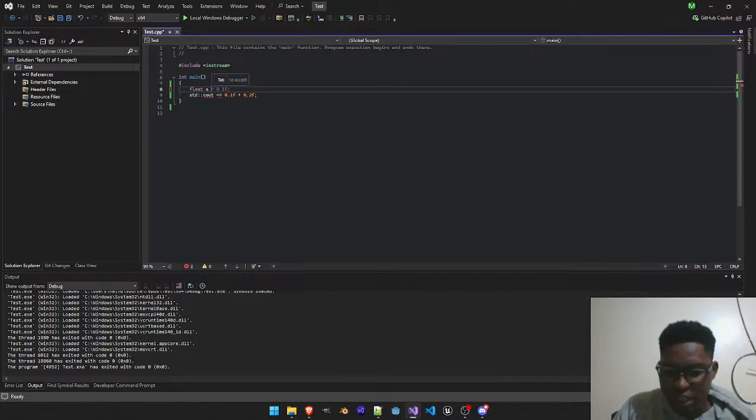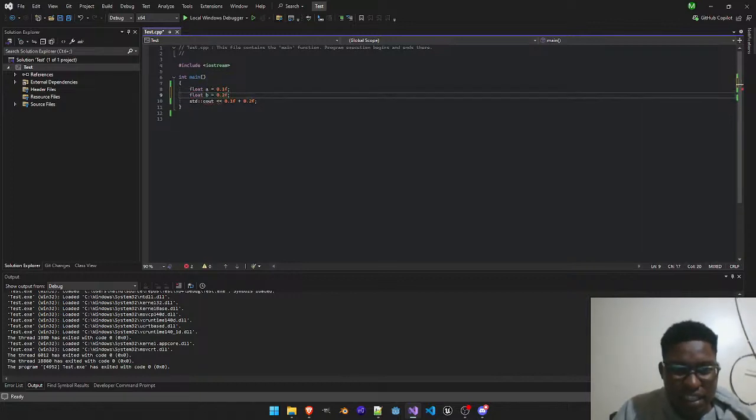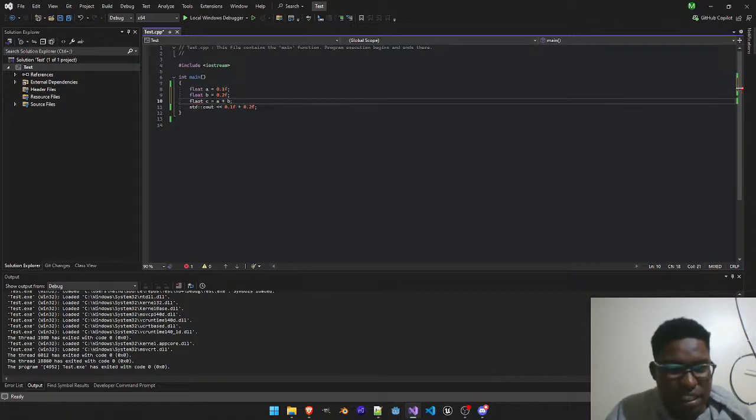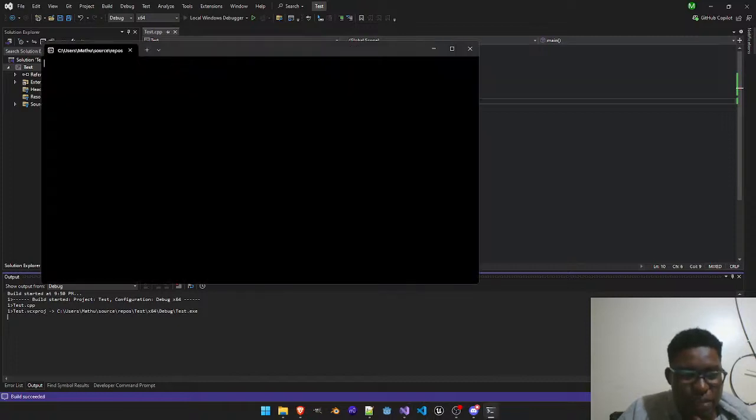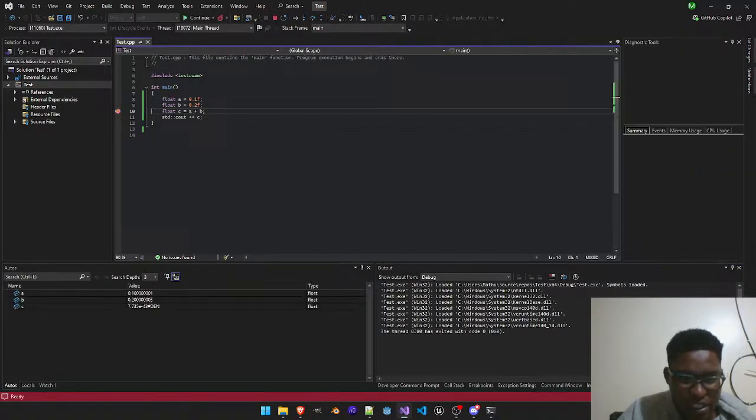So I'll just declare a float, let's say A, float B, and then I'll assign it to another float C, let me call it A plus B or something like that. And then, oh, there's an error here. And then I'll just put a breakpoint and look at it from the debugger so that I can look at the memory.